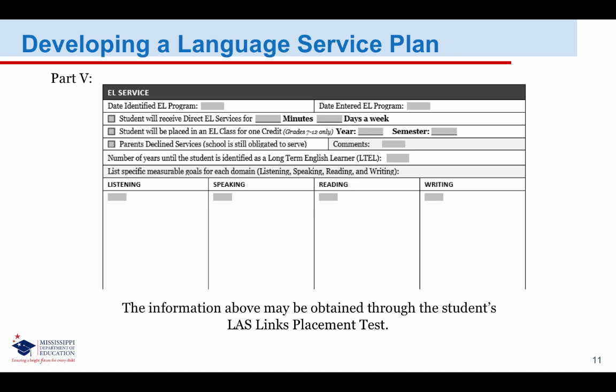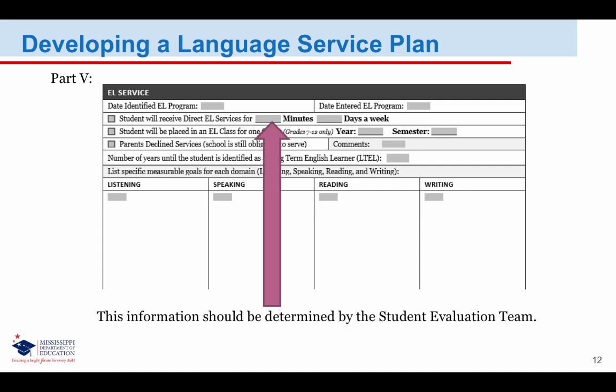This next section refers to the services the EL student will receive. You will document the amount of time the student will receive direct EL services. You must place the date the student was identified and entered into the EL program. Remember, a district has 30 days to identify an EL student and notify the parents at the beginning of the year, and 10 days if that student enrolls after the beginning of the year.